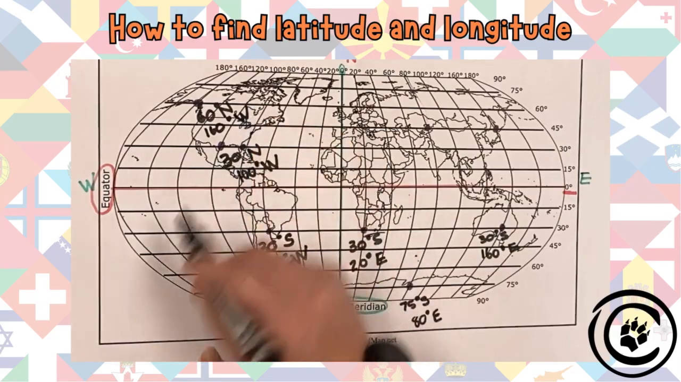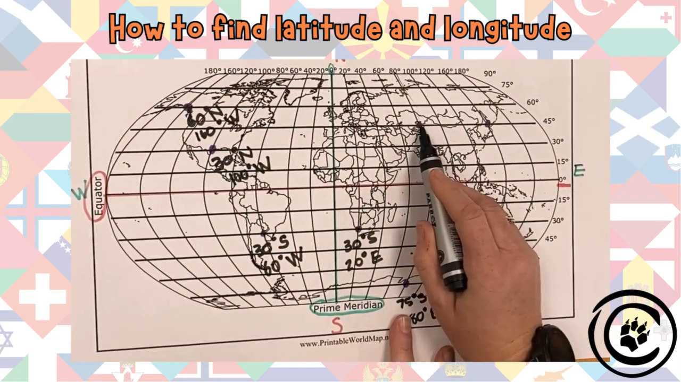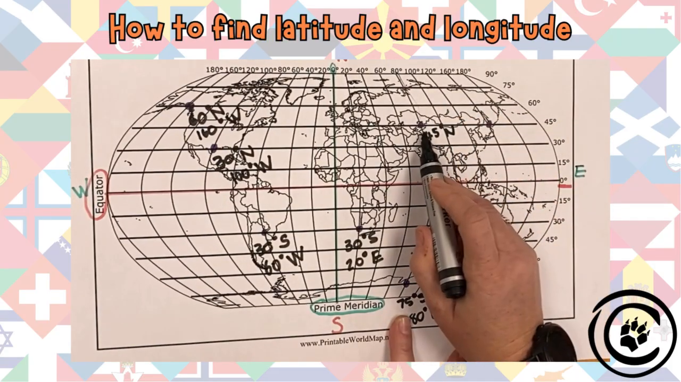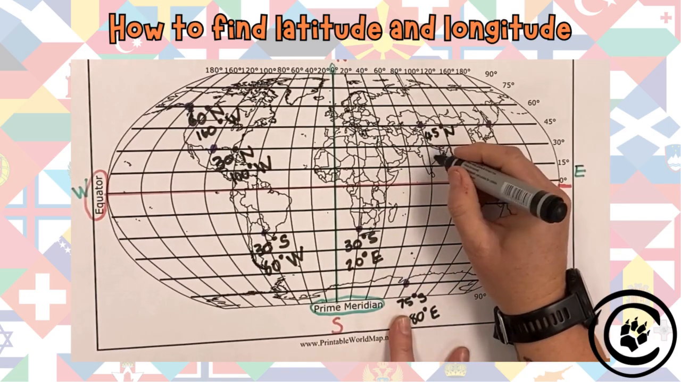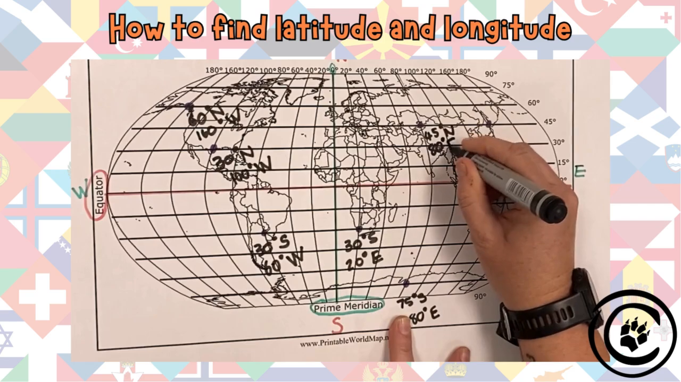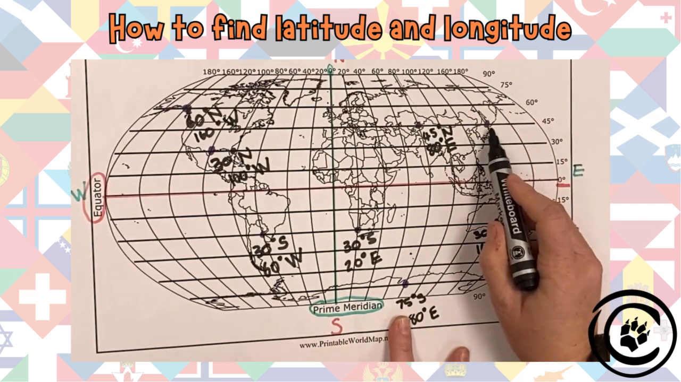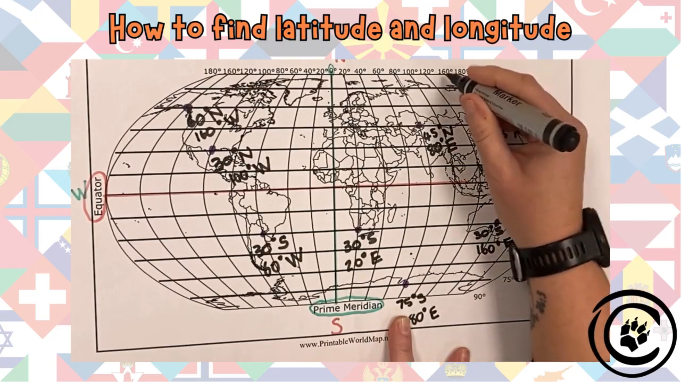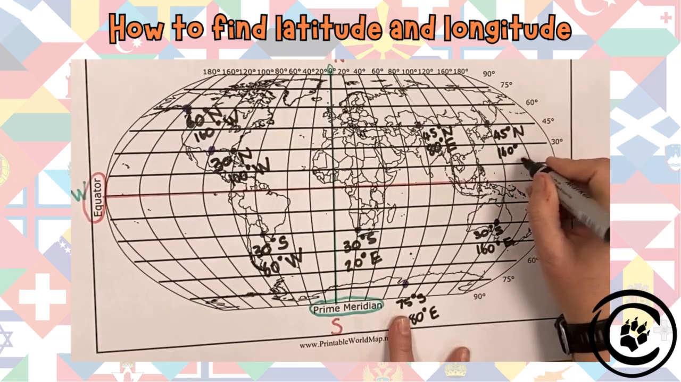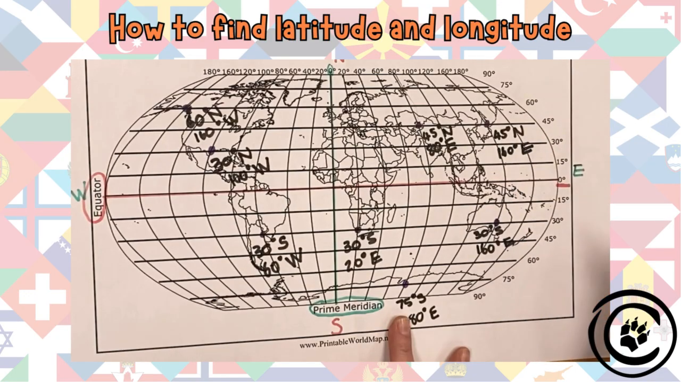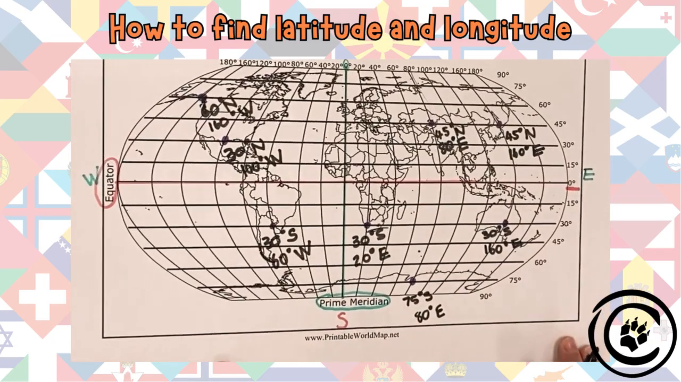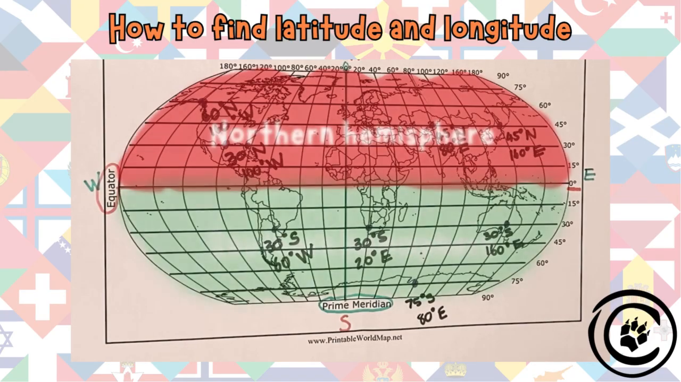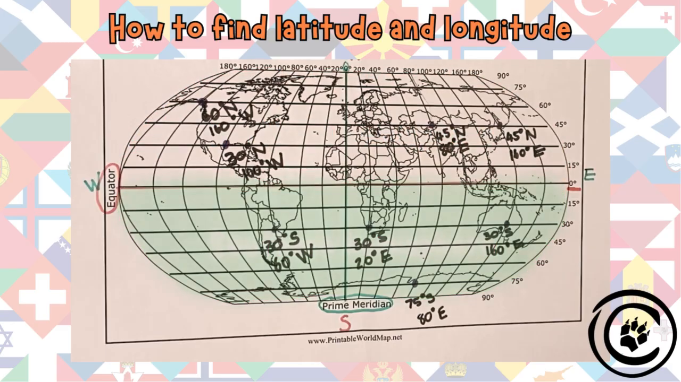We move over to our eastern hemisphere. We have 45 degrees north and 80 degrees east. And here we have 45 degrees north and 160 degrees east. Remember, the lines of latitude help us find locations. They split the Earth into a northern hemisphere, a southern hemisphere, an eastern and a western.